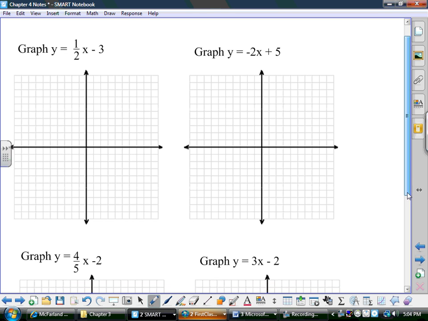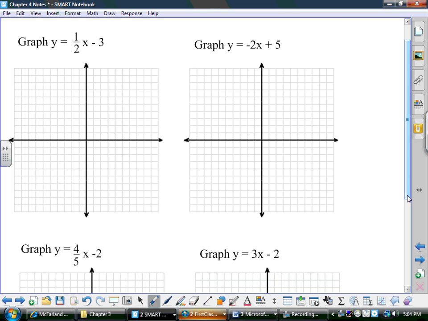These are the four that we're going to graph. So grab a sheet of graph paper or make your own grid to graph it. Write down those four equations, and then we'll work on graphing all four of them together.